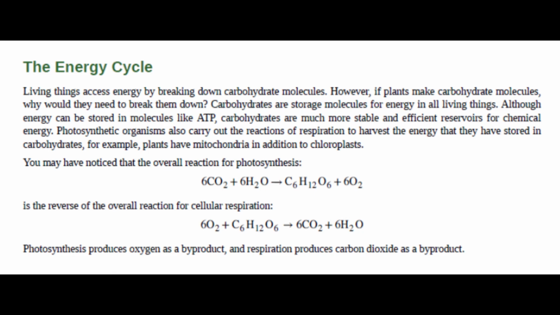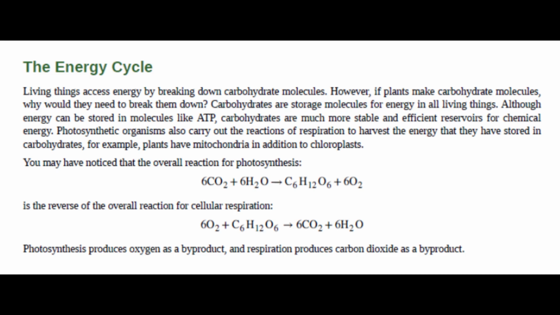The energy cycle. Living things access energy by breaking down carbohydrate molecules. However, if plants make carbohydrate molecules, why would they need to break them down? Carbohydrates are storage molecules for energy in all living things. Although energy can be stored in molecules like ATP, carbohydrates are much more stable and efficient reservoirs for chemical energy. Photosynthetic organisms also carry out the reactions of respiration to harvest the energy that they have stored in carbohydrates.